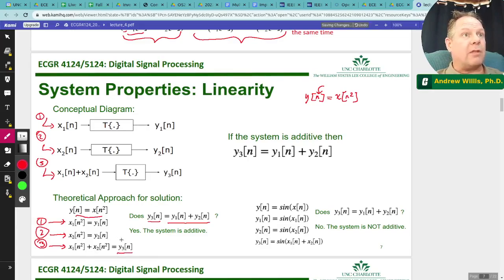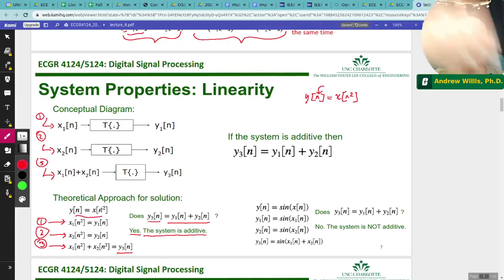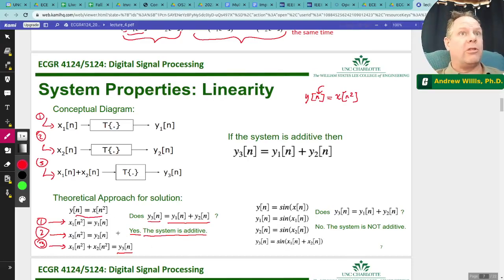So then I ask myself, is y1 plus y2 equal to y3? And the answer is yes, this system is additive. In general, we're only modifying the sample domain, the index domain. So how it behaves on the values of the function, which is how linearity looks at it, is not a problem at all. Any questions on that example?